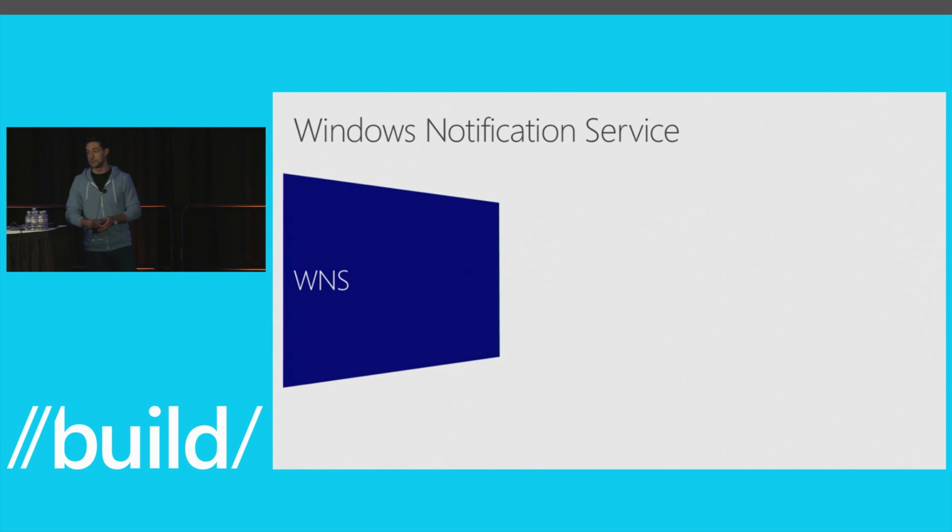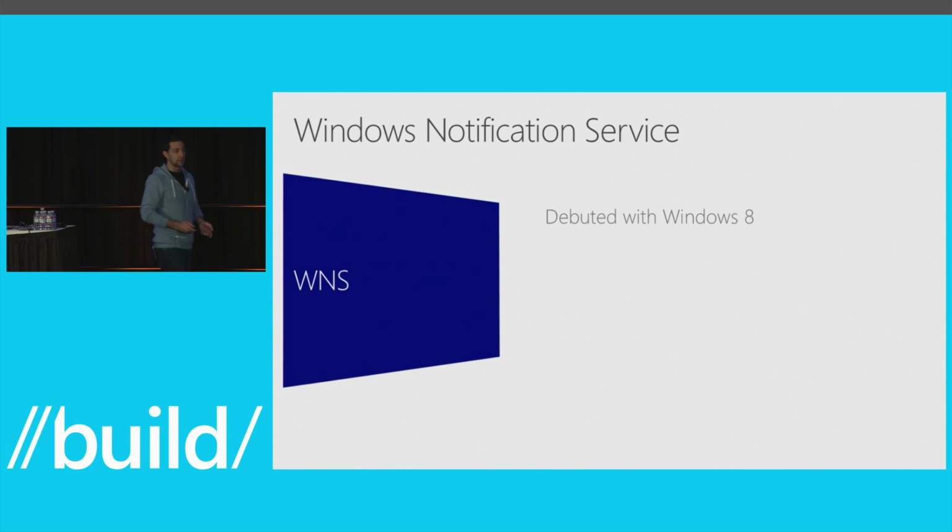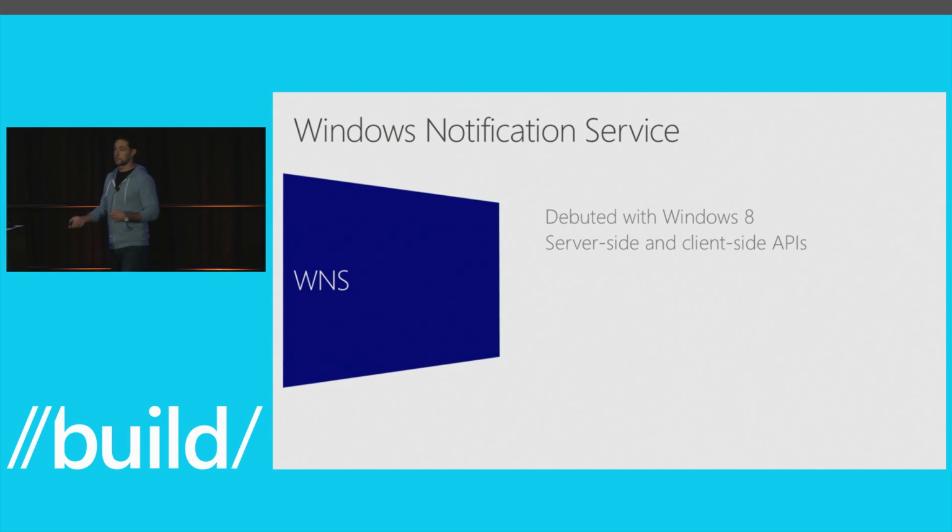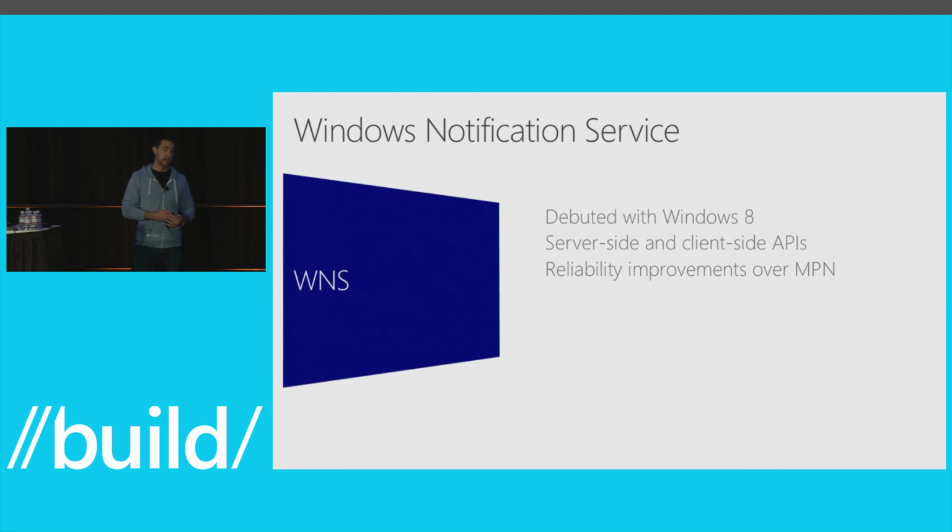WNS is the Windows Notification Service. It debuted with Windows 8, and it's a set of server-side and client-side APIs. What we've now brought over to the phone is also the client-side API. So you might not be doing push notifications at all. We understand that, but think of WNS as your tiles. We have reliability improvements over MPNS. WNS is a great service. It's scaling like crazy. It was built by a services team with decades of experience building scalable services. You also get SSL for free.